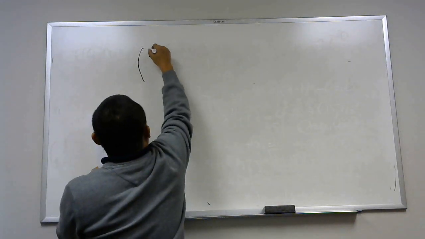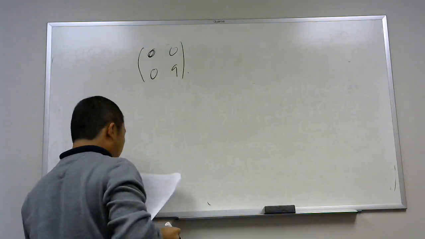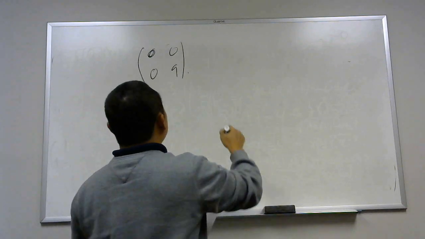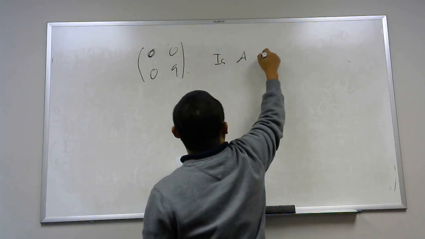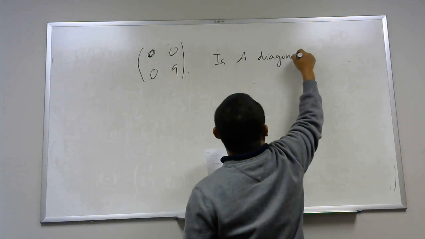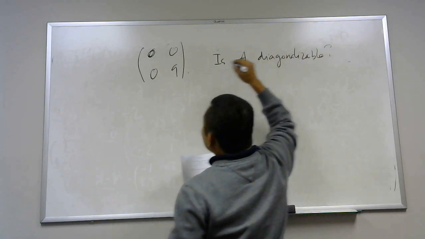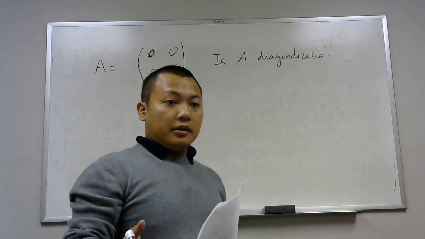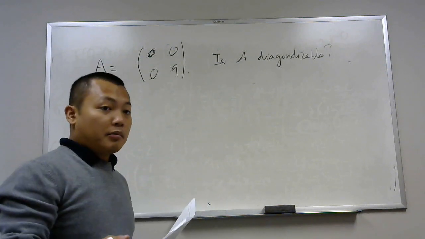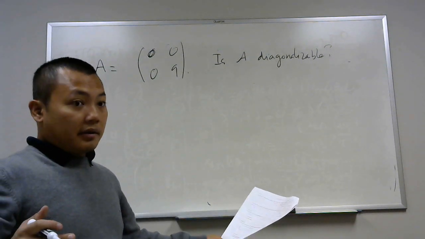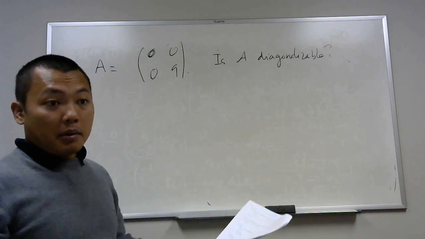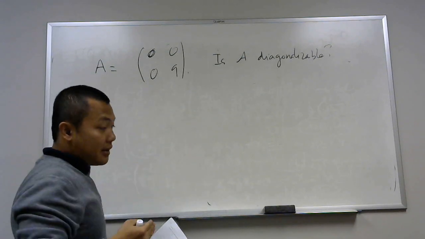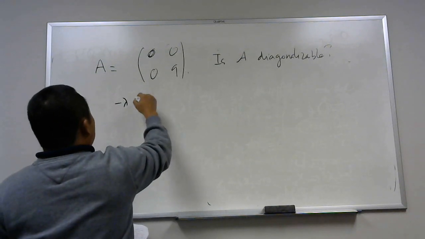They give us a matrix 0, 0, 9, 0, and they ask us to check if this matrix is diagonalizable or not. So let's say the condition for a matrix to be diagonalizable is that all eigenvectors are different and are linearly independent, right? So let's find all eigenvalues first, right? So I write negative lambda, 0, 0, negative lambda.